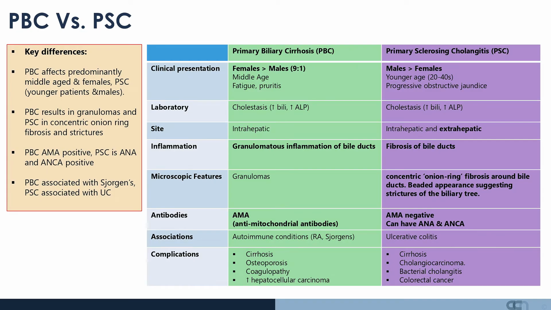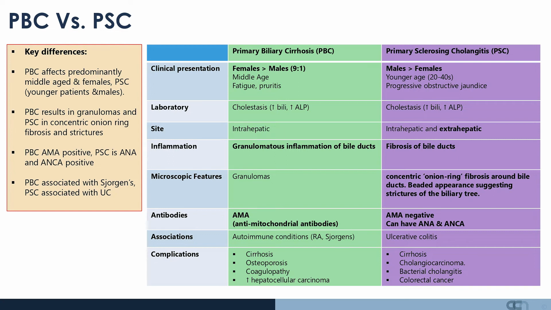Primary sclerosing cholangitis, in which males are affected more than females, also results in a cholestatic picture, but as well as intrahepatic, there's also extrahepatic damage resulting in fibrosis of the bile ducts. There's a concentric onion ring fibrosis around the bile ducts, giving rise to a beaded appearance. They're usually AMA negative, and in primary sclerosing cholangitis are ANCA or ANA positive, and it is usually associated with other gastrointestinal conditions such as ulcerative colitis. But patients can go on to develop cirrhosis as well as colorectal cancer and cholangiocarcinoma.